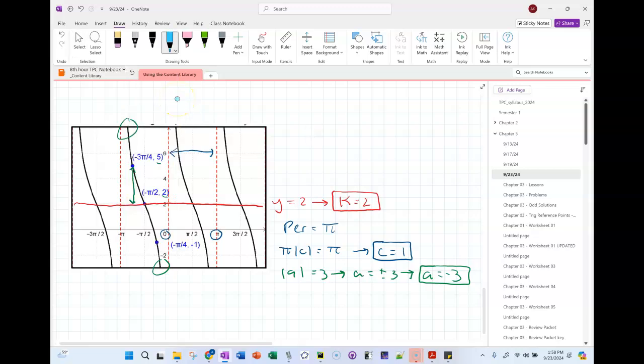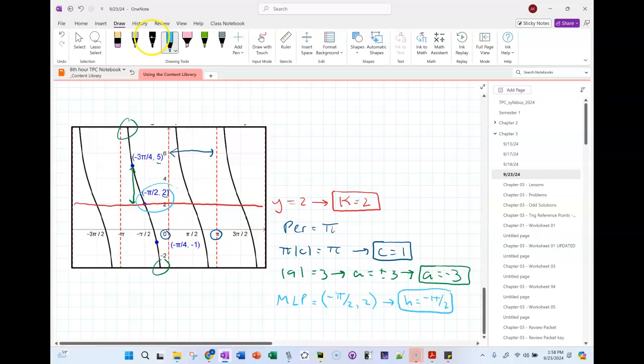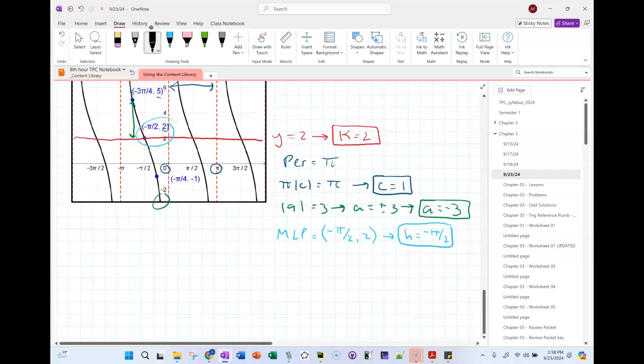And then the last thing I need is to find the h. To find h, I need the midline point, which is, there you go, negative pi over 2, 2. And that tells me the h is negative pi over 2, always the x coordinate. And that's all we need. Just plug them in.